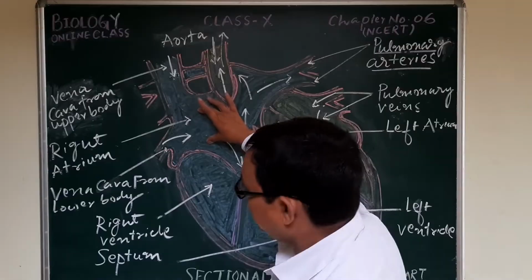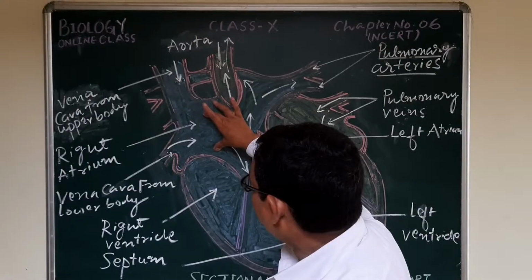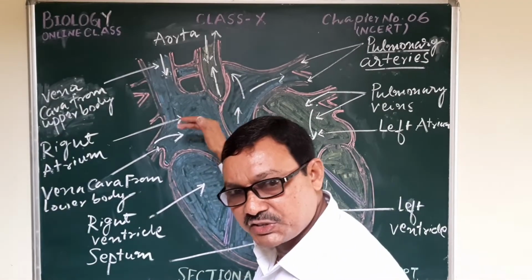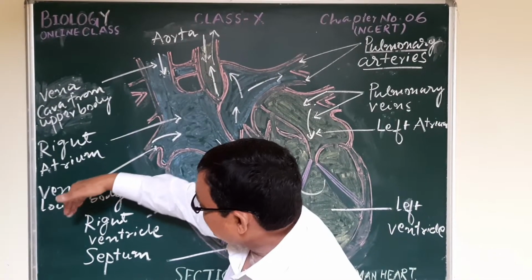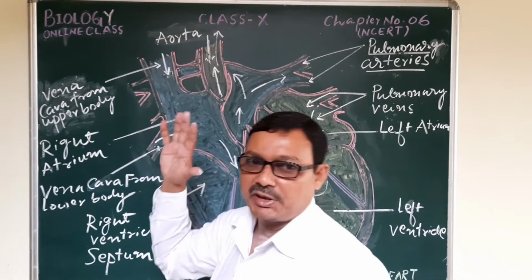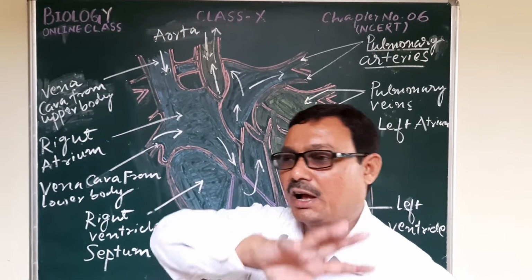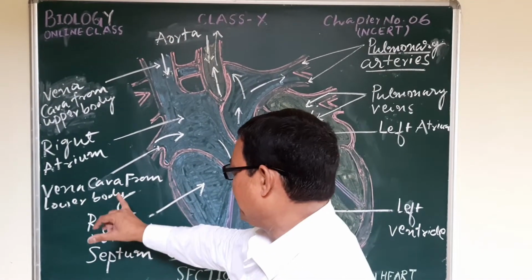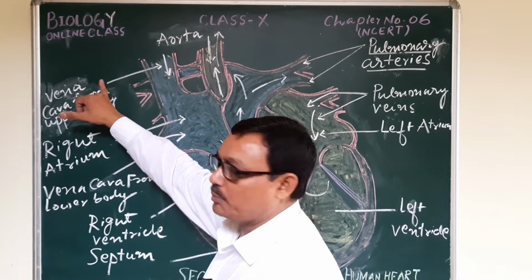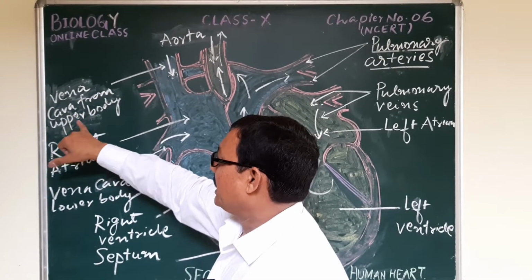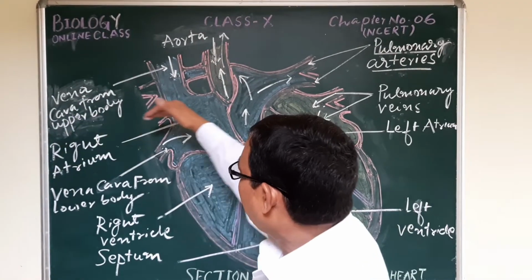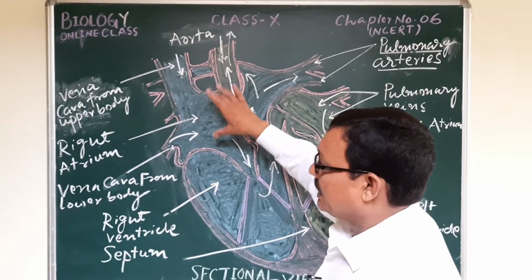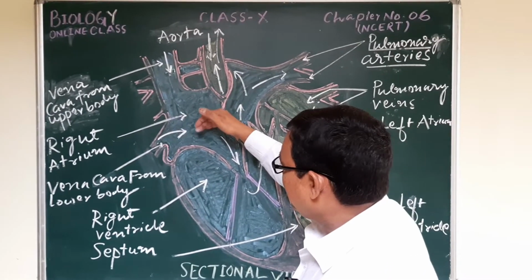It is the receiving chamber, the right part, that means the right atrium. It is the upper receiving chamber of the blood. That means deoxygenated blood coming from the lower part with the help of the inferior vena cava, and from the upper part through the superior vena cava, when it comes to the heart, where will it come? It will come to the right auricle. It is the receiving chamber.